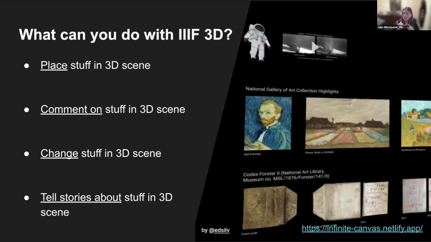Well, you can first place stuff in a 3D scene. You can comment on stuff in a 3D scene. You can change the stuff that's in the 3D scene. And really, combining all three of those first points, you can tell stories about the stuff in the 3D scene. So the first three build into the fourth. I underline the verbs because I think it's helpful to think about it from a perspective of verbs. What can you do?